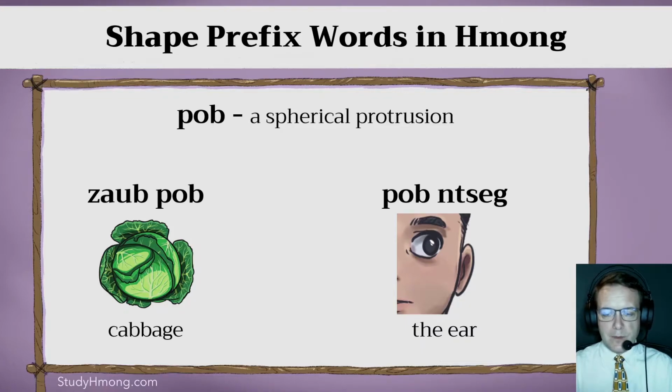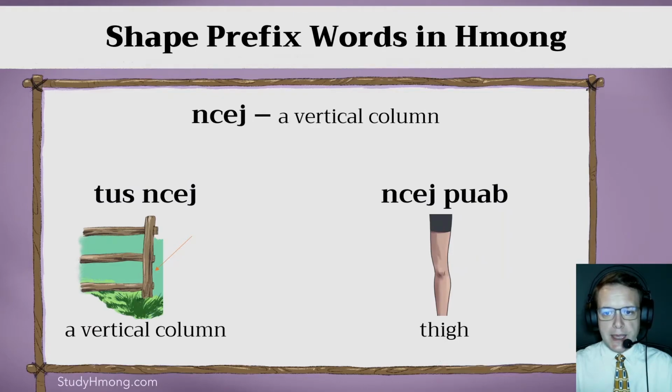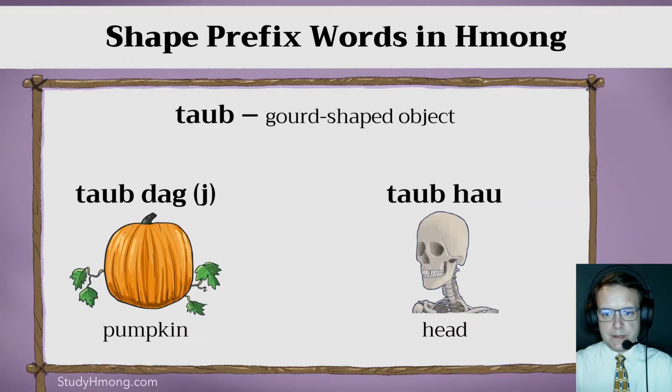Another example, ncej, N-C-E-J, which is a vertical column. Now, non-anatomical example on the left, nje, nje is a vertical column, so like a fence post, a column for a building, etc. Whereas on the right, part of the anatomy, nje boa, and that is the thigh. You can see it looks kind of like a column. It's vertical.